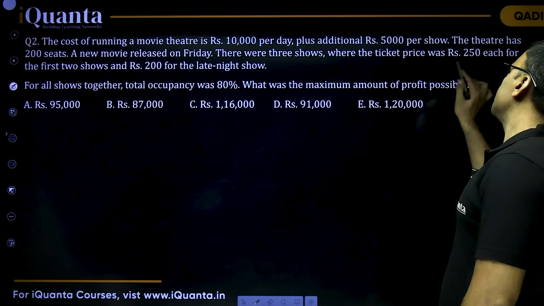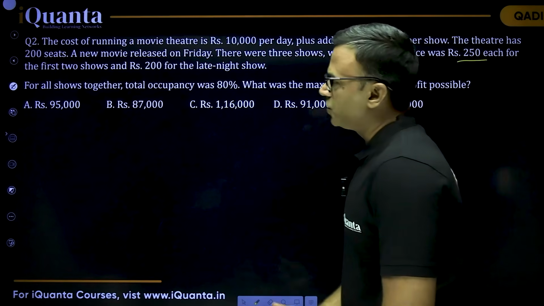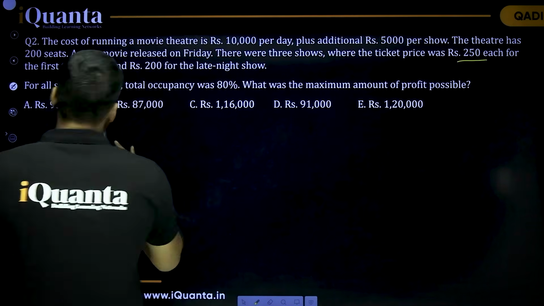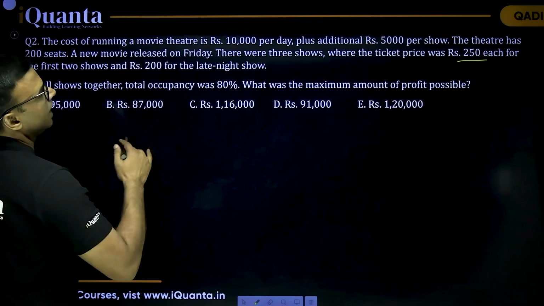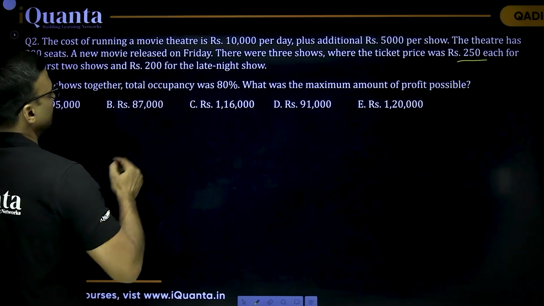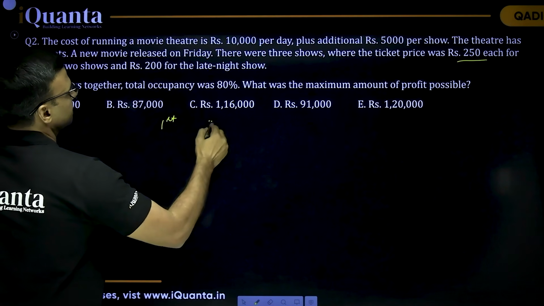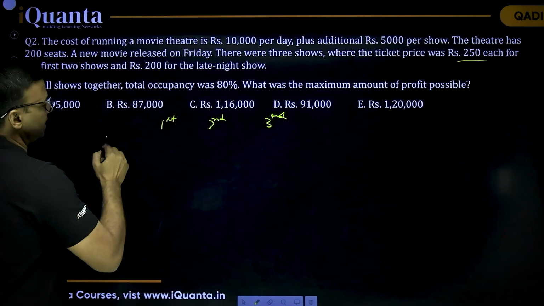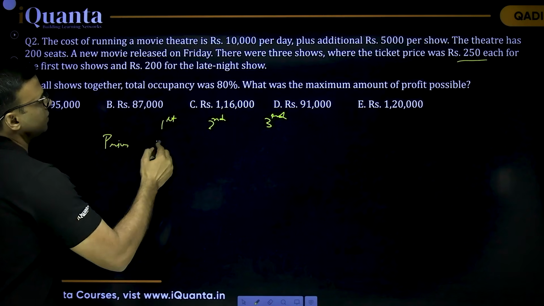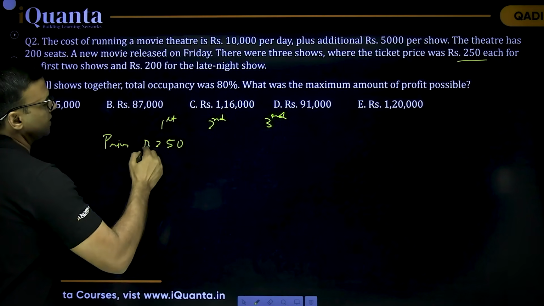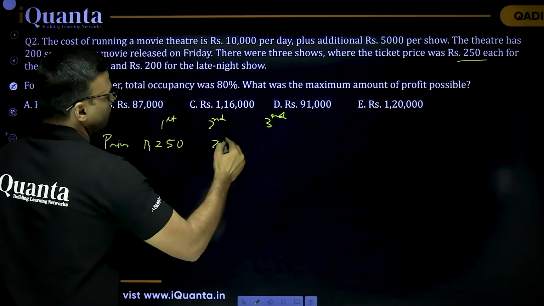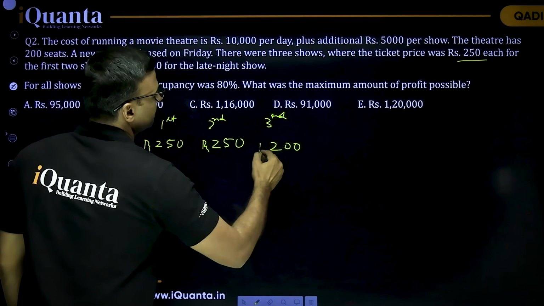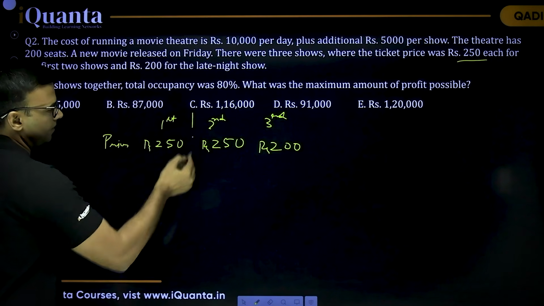Okay, so the ticket prices were 250 for each of the first 2 shows and 200 for the late night show. So the prices are given, the numbers are given. A very simple table formation would be the most helpful process. Let's say first show, second show, third show. The prices are 250 rupees per ticket, 250 rupees per ticket, and 200 rupees per ticket, right?